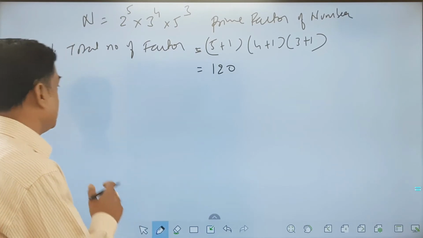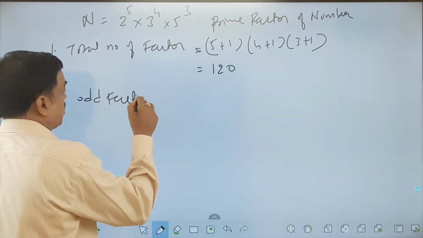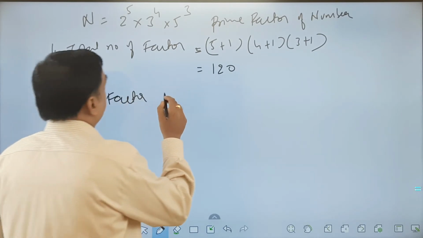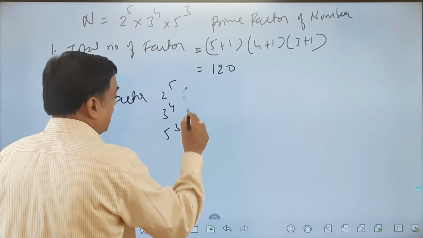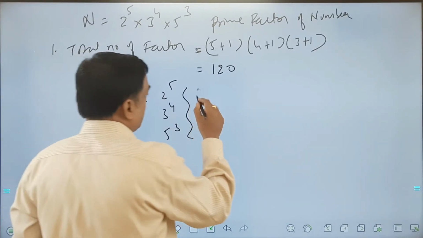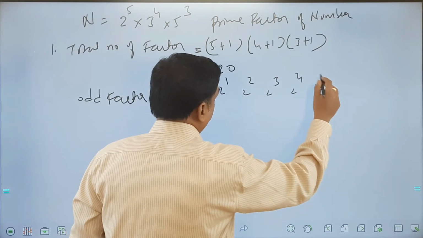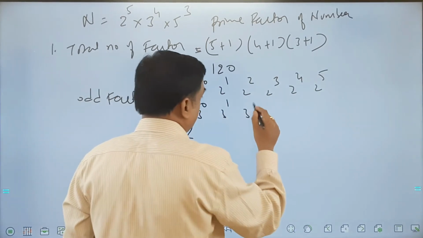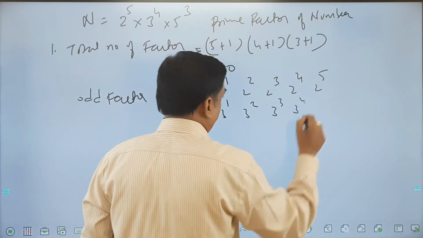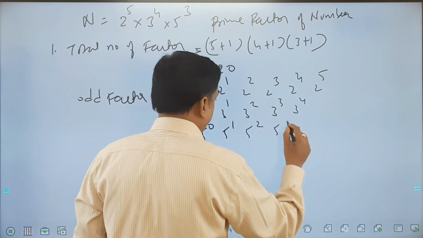Now how many odd factors are there? For that, what should I do? Odd factors. Please understand the concept here. We have 2 power 5, 3 power 4 and 5 power 3. Further splitting into factors: 2 power 0, 2 power 1, 2 power 2, 2 power 3, 2 power 4, 2 power 5. This is 3 power 0, 3 power 1, 3 power 2, 3 power 3, 3 power 4. This is 5 power 0, 5 power 1, 5 power 2, 5 power 3.